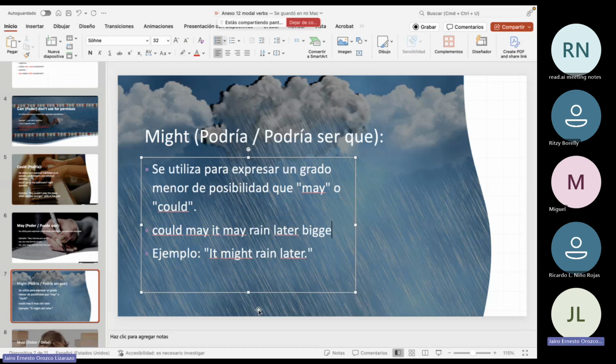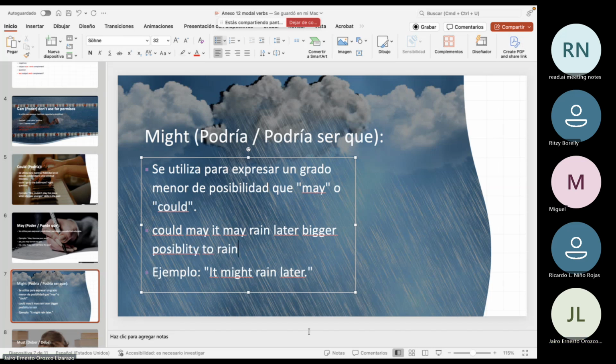A bigger possibility to rain, right? But if we have a sunny day, right, and then we see a few clouds on the horizon, on the mountains, we see a couple of black clouds, right? The possibility is way less than before, right?